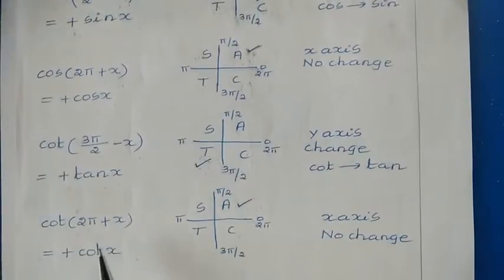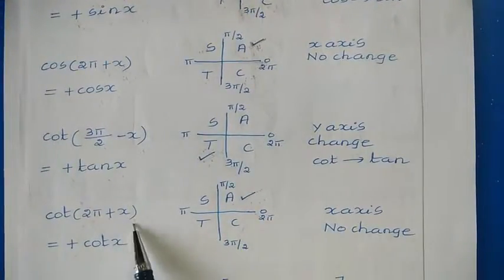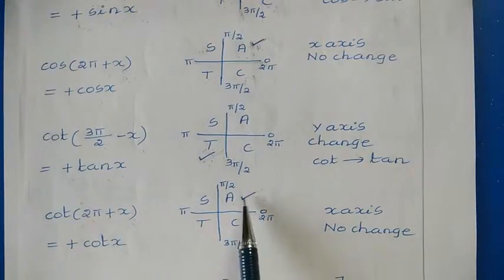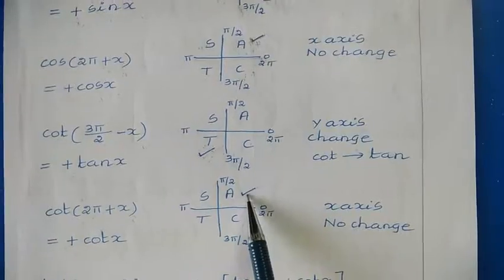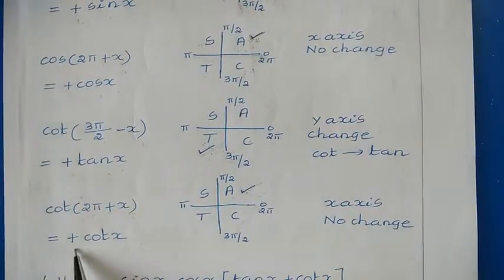Next, cot of 2 pi plus x. That means we are on the fourth quadrant, plus theta, plus x we have. So we'll go to the fifth quadrant. And on the fifth quadrant, all the trigonometric ratios are positive. So you have to put the plus sign. Then this is located on the x-axis. That means there is no conversion. So here we get the answer cot x.